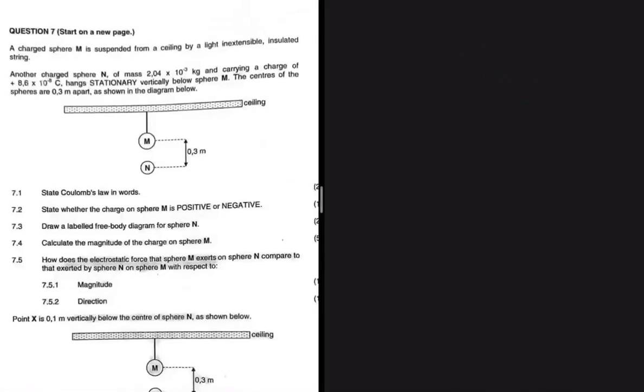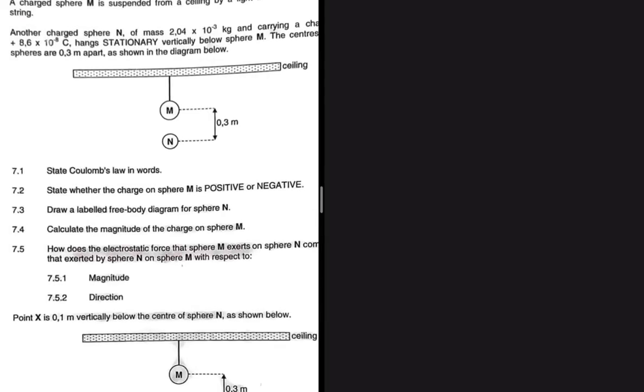So let's see what the next question is about. A charged sphere M is suspended from a ceiling by a light, inextensible insulated string. Another charged sphere N of mass 2.04 times 10 to the minus 3 kg and carrying a charge of plus 8.6 times 10 to the minus 8 coulombs hangs stationary vertically below sphere M. The centers of the two spheres are 0.3 meters apart, as shown in the diagram below. And yes, we have a fancy sketch there, as you can see.